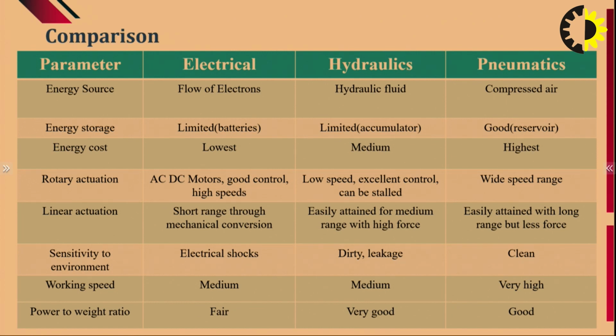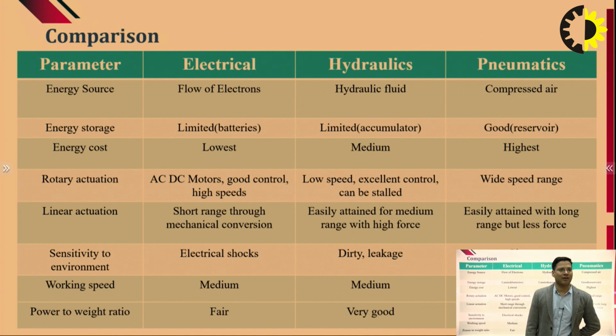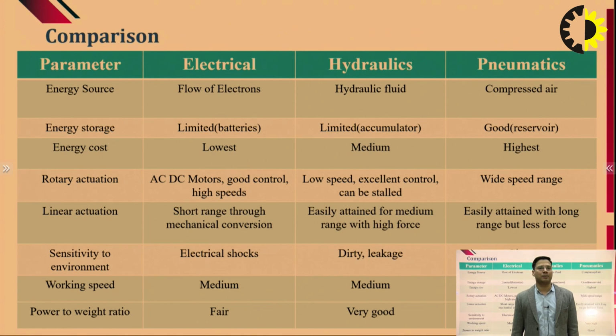Now if we compare the actuation systems in the form of electrical, hydraulic and pneumatic, taking into consideration some parameters, like the energy source. If you take the energy source, then in electricals we have the flow of electrons, whereas in hydraulics we have the flow of fluid, whereas in pneumatics I have compressed air or compressed gases.